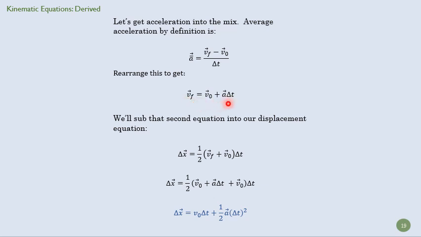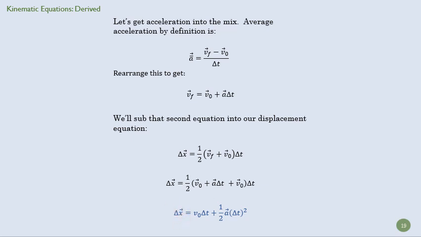And so let's sub this equation again into our displacement equation. So this was our displacement equation that we just found. And we're going to take this VF, and we're going to replace VF with V naught plus A times delta T. So we get a more complicated equation here, but again, happily, we see that we have 2 V naughts in here, and so we can start to combine terms. And we end up with this equation down here.